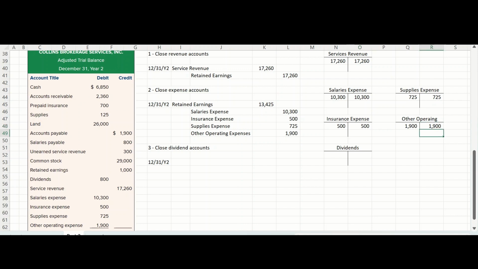Lastly, we'll close the dividends account. Dividends has a normal balance of debit, so there's $800 in there now. In order to get it out, we must credit the dividends account. So we'll credit dividends for $800, and our debit must be retained earnings because we are closing this account. And that amount is also $800.